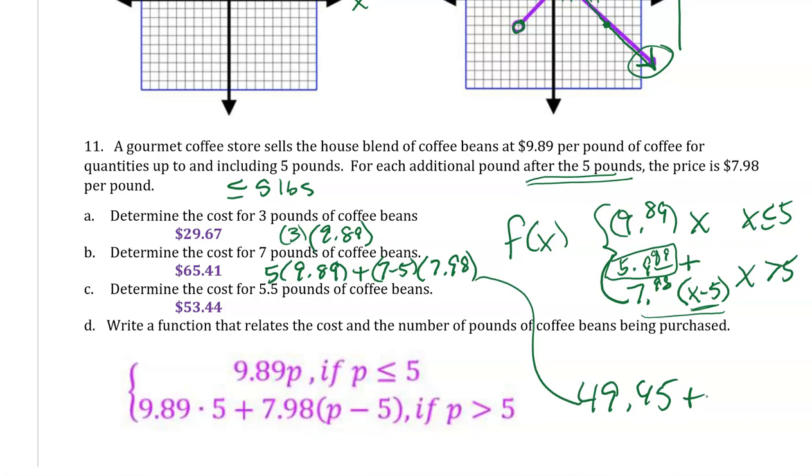Determine the cost for 5.5 pounds of coffee beans. Again, we're going to have that $49.45 for the first 5 pounds plus a half a pound. 5.5 minus 5 is just 0.5 times 7.98. 0.5 times 7.98 equals $3.99. We will add that to 49.45. Sorry, using my calculator simultaneously. And we get $53.44.